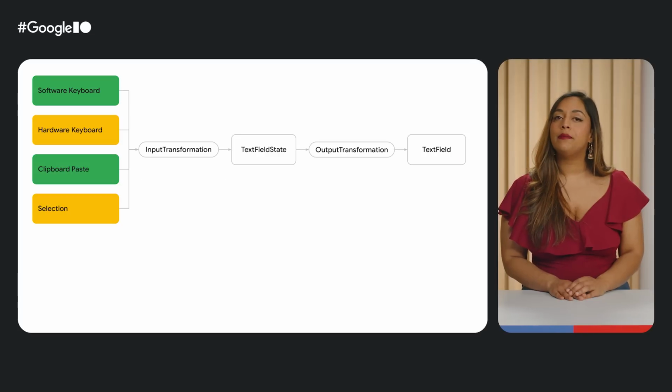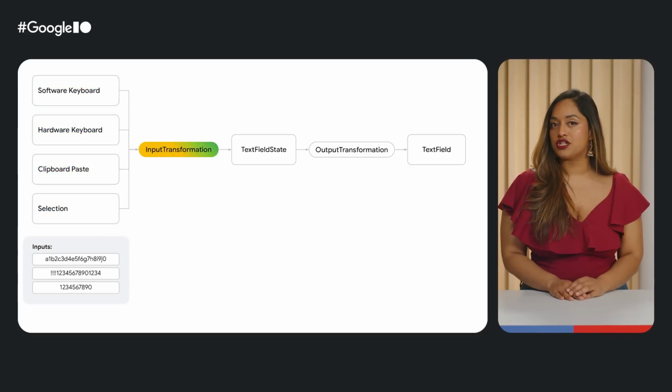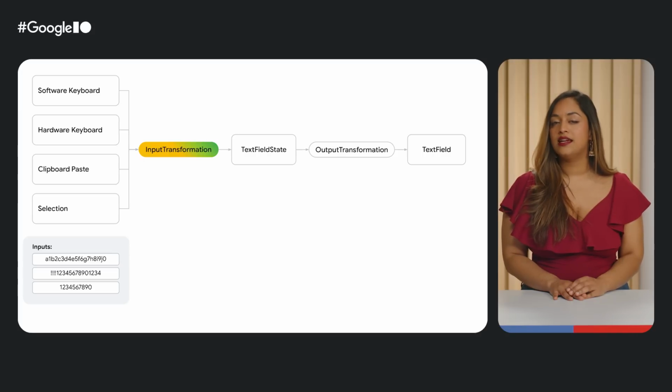Here's the flow of how input and output transformations happen. Currently, we're receiving input. Input can come from multiple places, including but not limited to keyboard, paste, and selection. Here are some examples of inputs that may come in. The input will go through an input transformation, which you can think of as a filter function. In our case, we want to limit the length to 10 characters, which is how long an American number is. And we only want digits to be passed in.